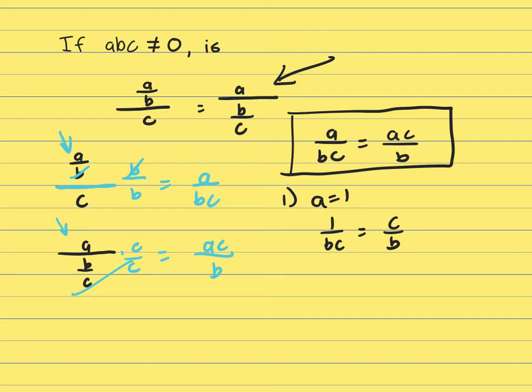It might work out if b, c were both equal to 1, but like if b is 2 and c is 1, it's not going to work. So clue 1, the clues have to work all the time.